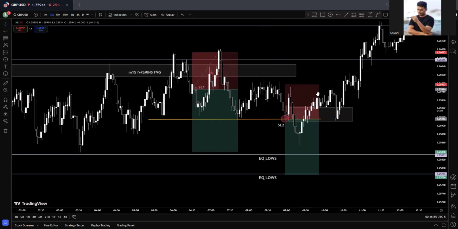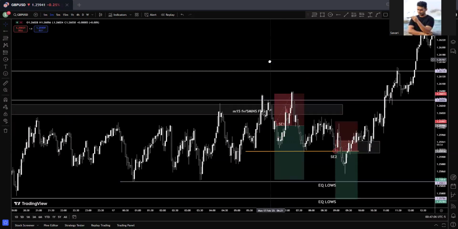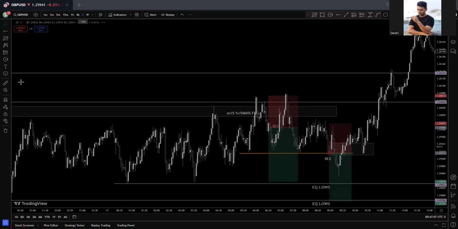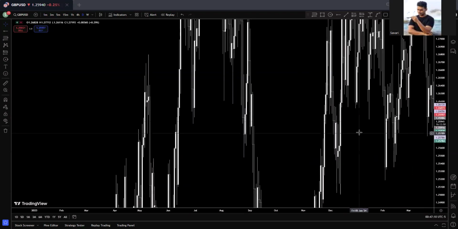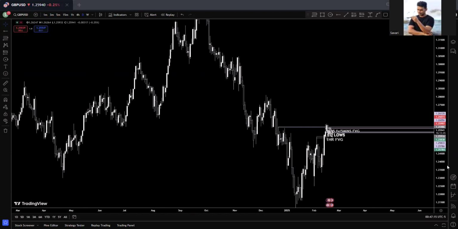So these are the two entries that I took in the morning session, the New York session. The reason for the entry is just because of the daily candles. Give me a second, I'll explain everything to you.